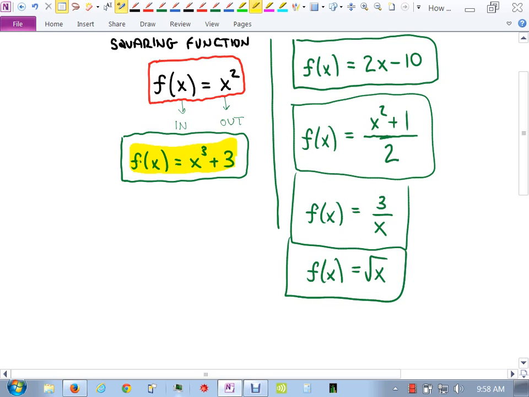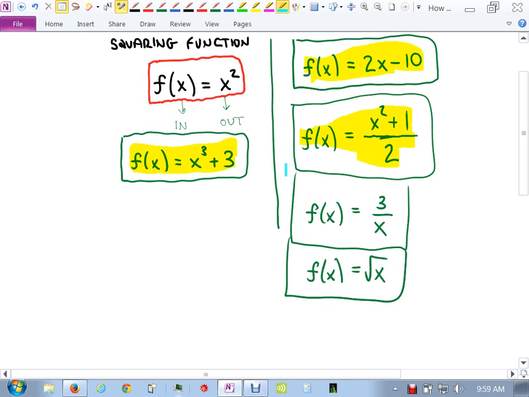Now let's look at the one top right. If I give that function any number, can I double it? So you can multiply any number times 2, right? And then you can subtract 10. No problems? How about the next one? Can I take any number and square it? Can I add 1 to it? Can I divide that by 2? No issues?